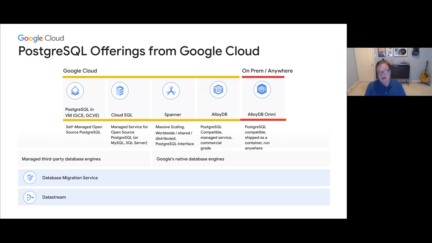Next, we come to AlloyDB. That is our commercial grade Postgres offering. It's only Postgres. That's the only engine. And again, the marketplace has spoken very loudly. Postgres is king. So it's only for Postgres.